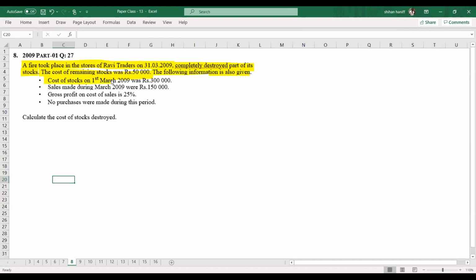Cost of stock 1st of March 2009 was 300,000. Sales made during the year 150. Gross profit on cost of sales 25%. No purchases were made during the year. Calculate the cost of stocks destroyed. How do you calculate?